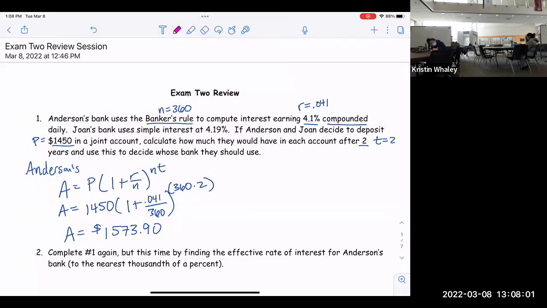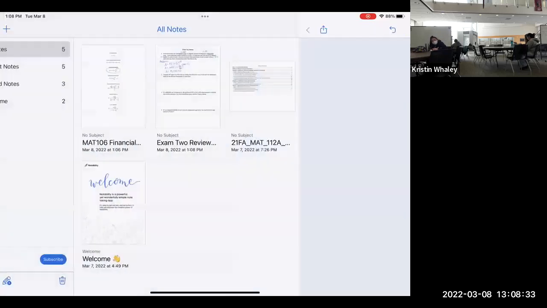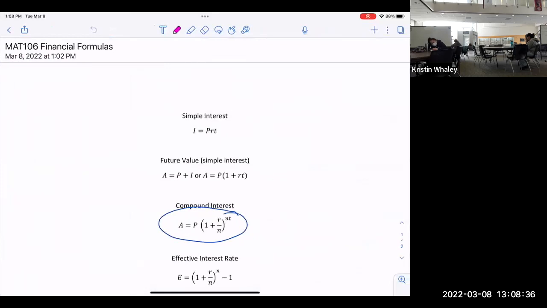All right, so then let's do this for Jones Bank to compare. So for Jones Bank, she's still depositing the same amount. So that's still the principal. On hers, it says that it uses simple interest, and the interest rate is 4.19%. So this would be R equals 0.0419. It is also still for 2 years. So in this case, since it's simple interest, I'm going to use my future value for simple interest formula.